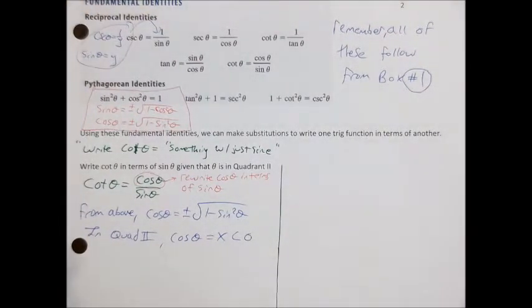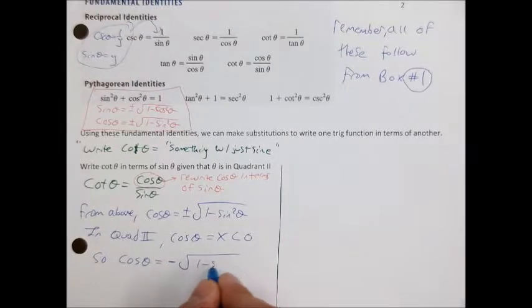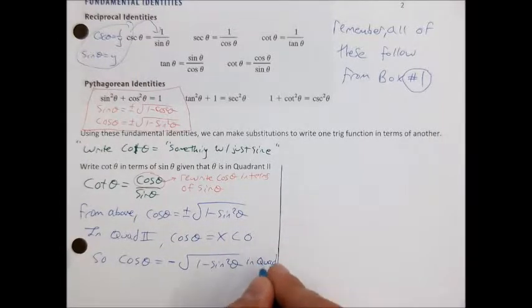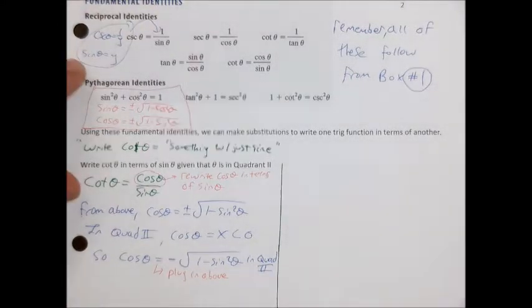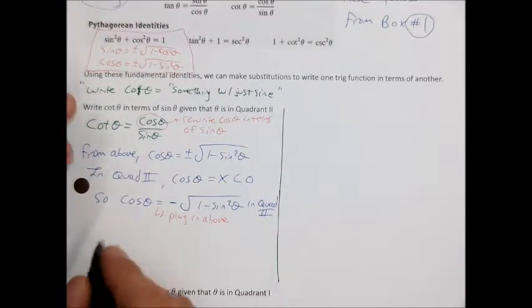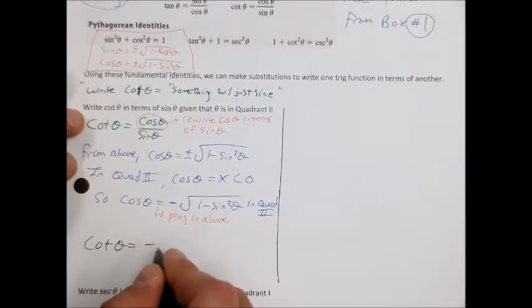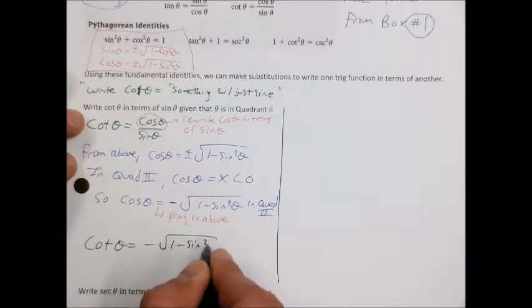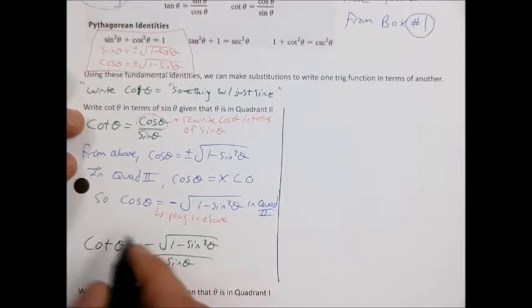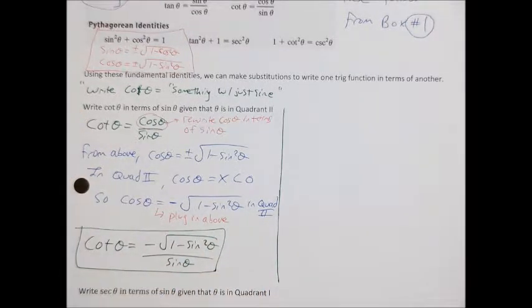And so that means we use the negative version of that. And so cosine is negative root 1 minus sine squared in quadrant 2 specifically. And so we can substitute this into what we just wrote. Right? You can plug this in, and then we'll have cotangent with just sine in it. So that would end up being cotangent equals minus root of 1 minus sine squared over sine. Right? So we met our goal because we rewrote cotangent in terms of sine.